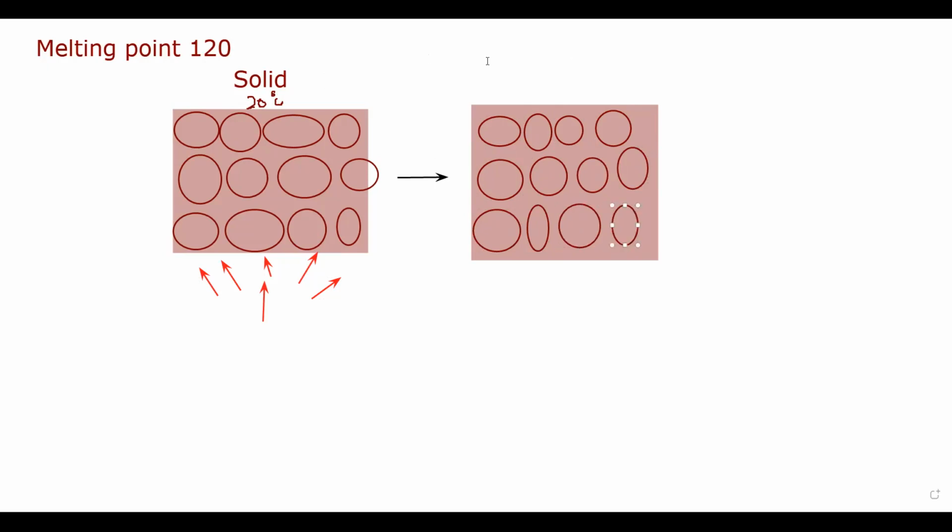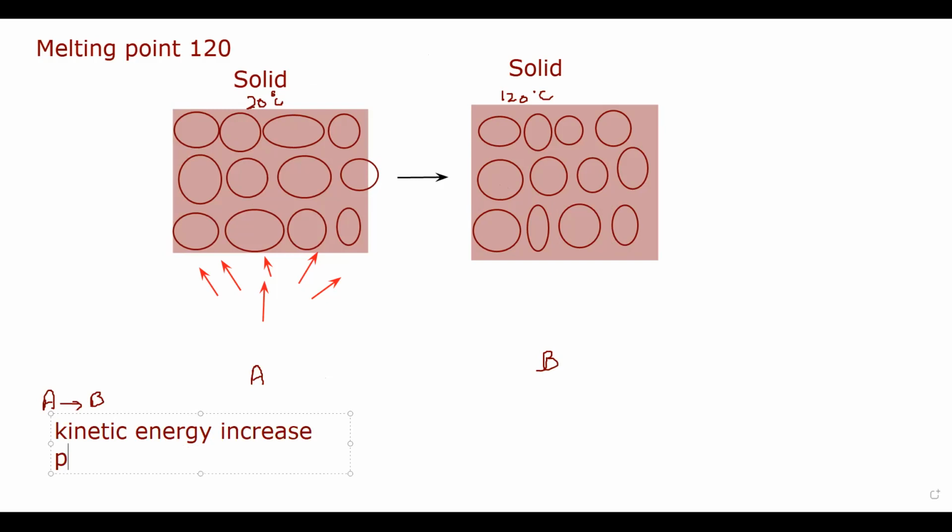So we have a solid here till it reaches 120 degrees centigrade. What happened here? Only there is a change in temperature. So from A to B, what happened? As the temperature increases, the kinetic energy will increase and the internal energy will also increase. Why does internal energy increase? Because internal energy is a sum of kinetic and potential.